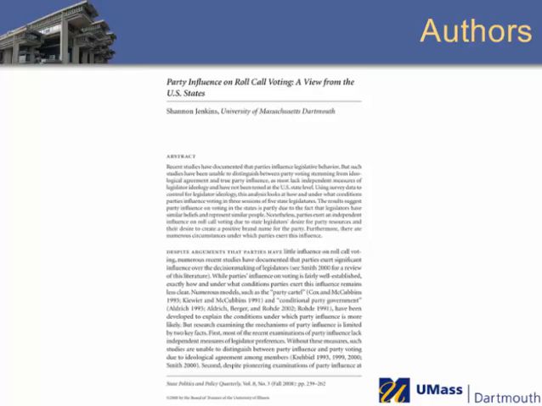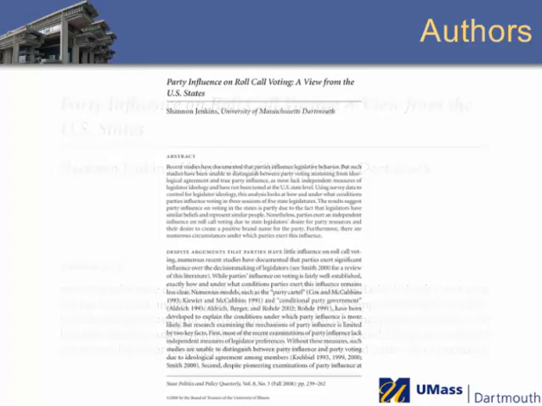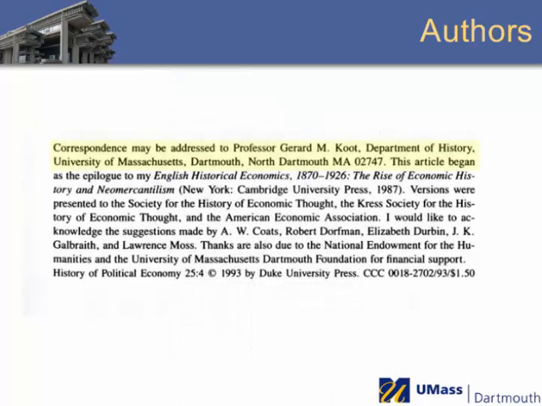So how do you know whether the author is a faculty member or a journalist? Scholarly publications show the author's organizational affiliation. In this example, we see that the article was written by Shannon Jenkins of the University of Massachusetts, Dartmouth. As with this article, many journals publish the author's organizational information next to the author's name. Other journals publish organizational affiliations at the bottom of the first page or at the end of the article.